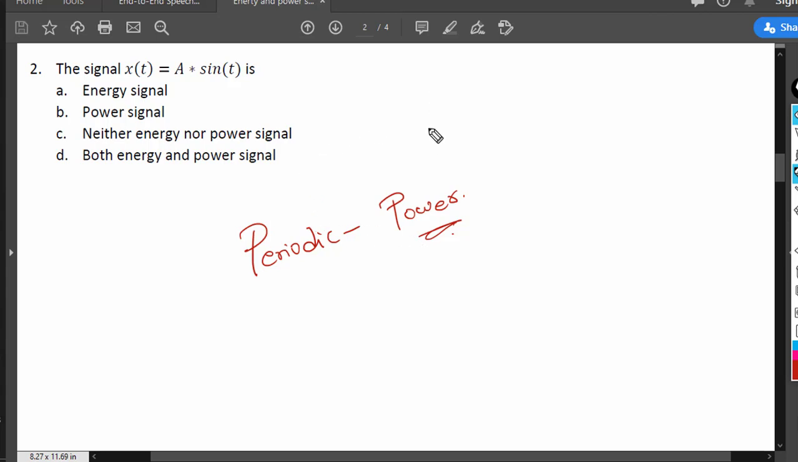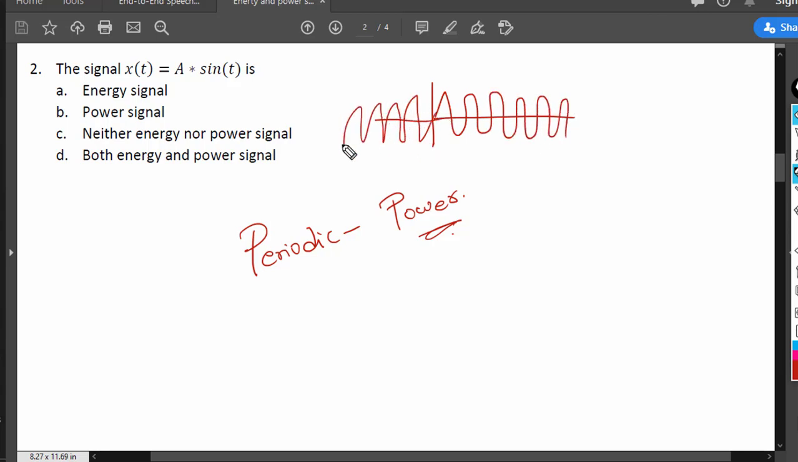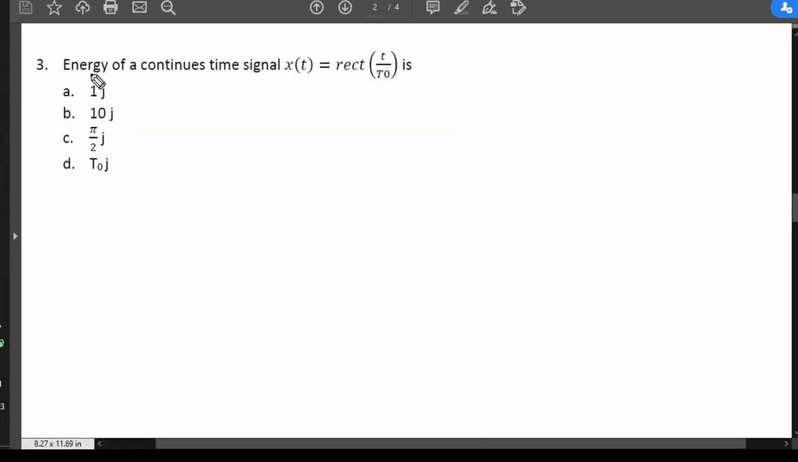Now A into sine t is a periodic signal, no? So sine wave, don't worry what the frequency is, but it is a sine wave. All sine waves are periodic, right? So it's a power signal, and the answer is B. So A into sine t is a power signal. Now we shall look at the third question.